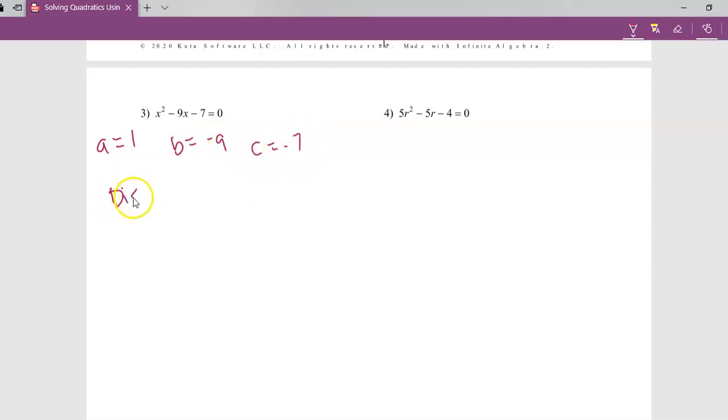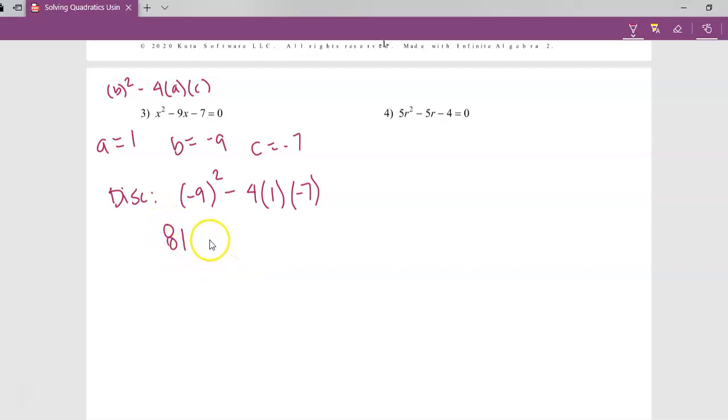I'm going to find my discriminant, which again, remember, is b squared minus 4 times a times c. So -9 squared minus 4 times a is 1 and c is -7. So 9 squared is 81. And I have a negative times a negative again, so this would be plus 28. And 81 plus 28 is 109.